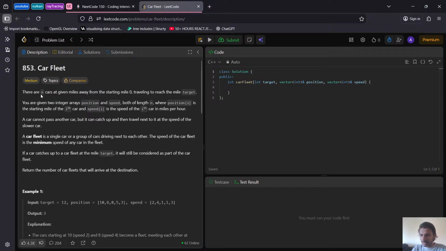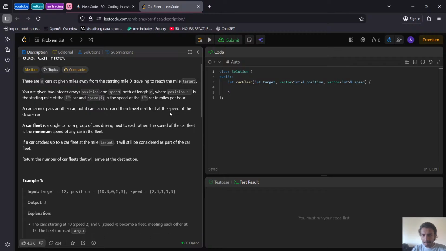It's a car fleet problem. There are n cars at given miles away from the starting mile 0, traveling to reach the mile target. You are given two integer arrays, position and speed, both of length n, where position[i] is the starting mile of the ith car and speed[i] is the speed of the ith car in miles per hour.